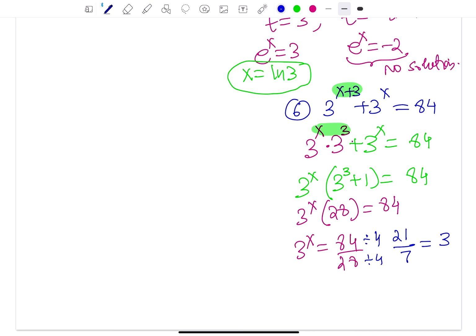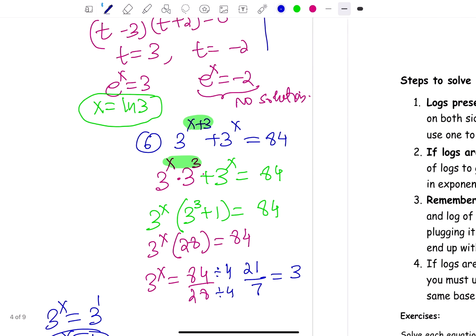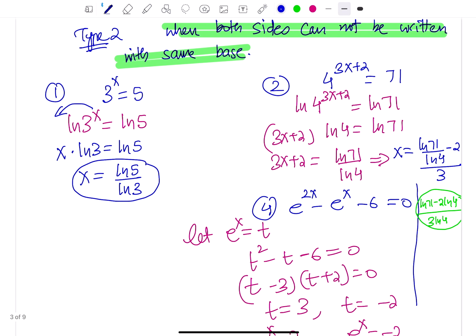All right. So we have 3 to the power x is equal to 3 to the power 1. X would be equal to 1 in this case. And that's all for this problem, and we are done with looking at exponential equations. So we saw two kinds of problems. Ones where both sides have the same bases or can be expressed using the same bases, and the second type where we cannot express both sides using the same base.